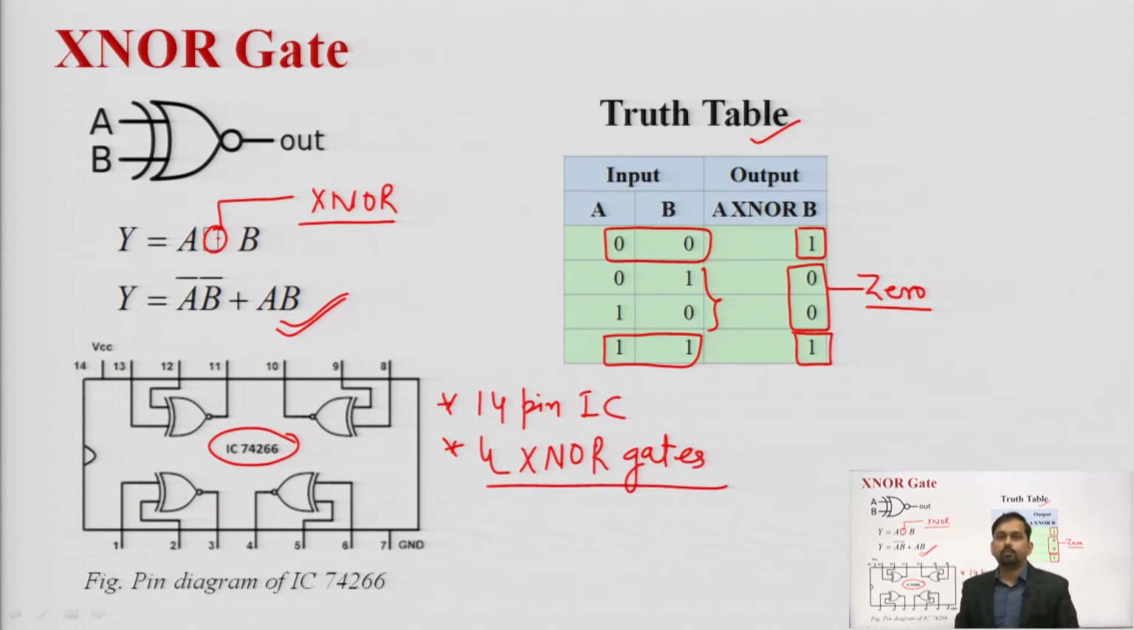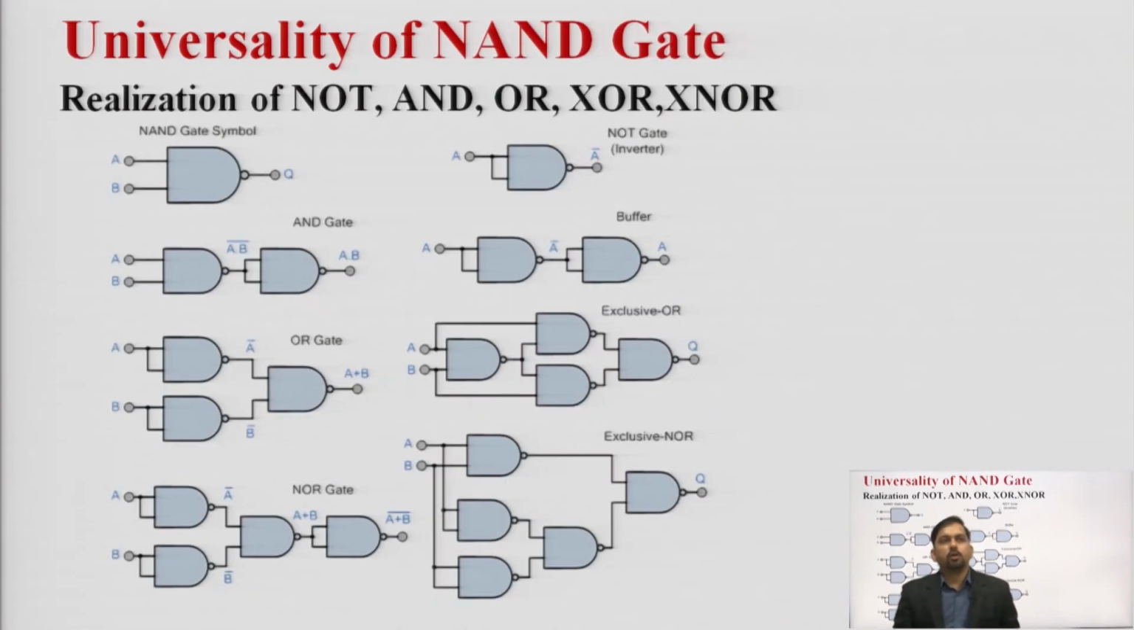So these are the basic gates, universal gates, and other types of gates. After this we will see what the universality of the NAND gate is. It means that we can build any logic gate with the help of NAND and NOR, and that is the universality. So we will see how we can realize the NOT gate, AND gate, OR, XOR and XNOR.